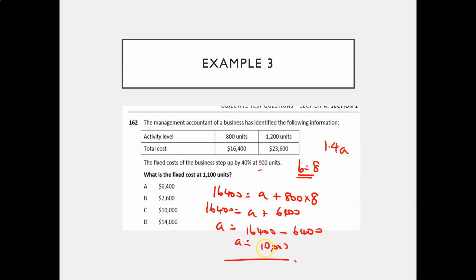So if a is equal to 10,000, and I know that the fixed costs post 900 units is 40% on top of that, it means that the fixed costs at this level must therefore be 1.4 times 10,000, which is equal to 14,000. Yes, and there we are. So your answer here is D. And that's that, really.